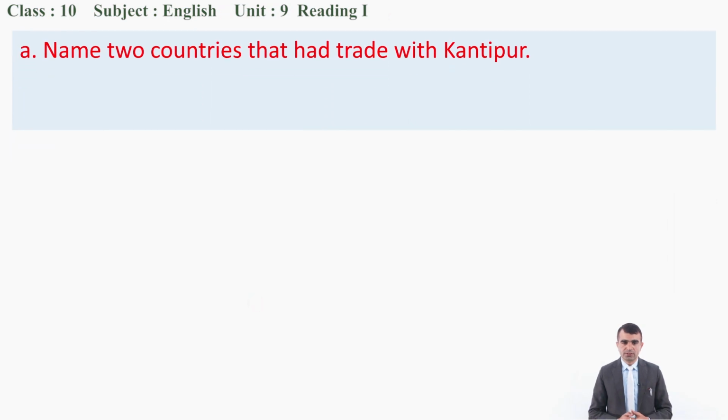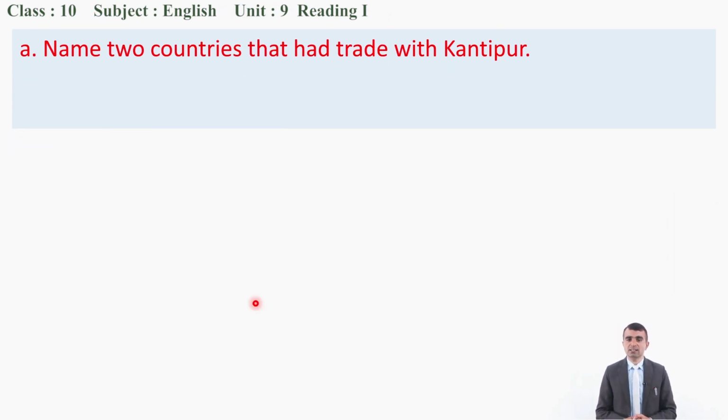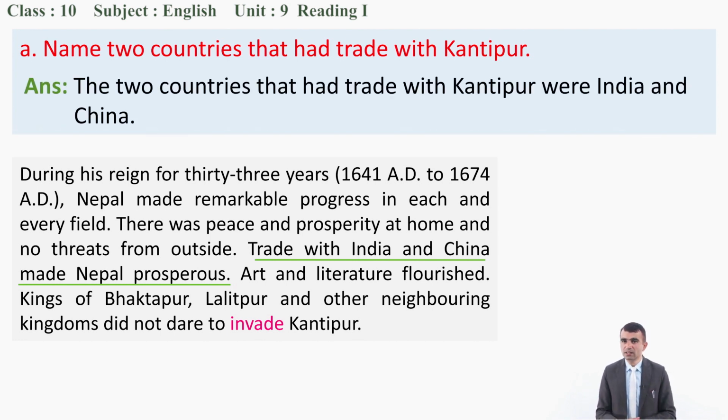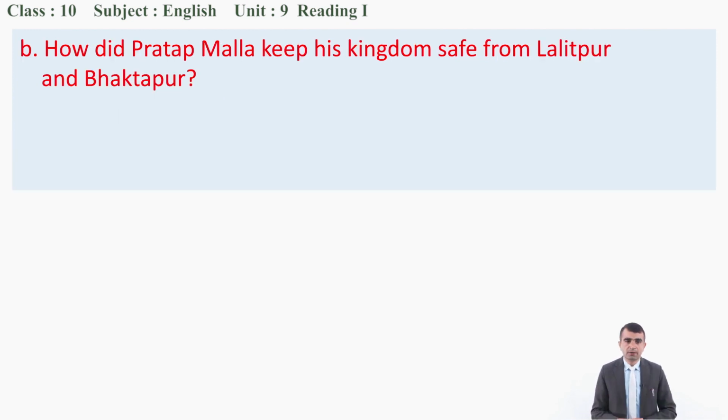Okay, good. The first one, name 2 countries that had trade with Kantipur. That's easy, isn't it? Recently we talked about it. You can find it in the last paragraph. So, here what is given? Trade with India and China made Nepal prosperous. So, what are the 2 countries? Those countries are India and China. You can write India and China, or if you write a full sentence, the two countries that had trade with Kantipur were India and China.